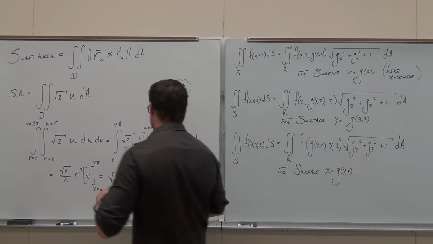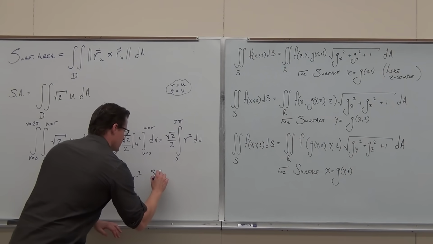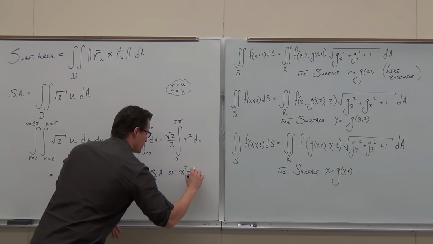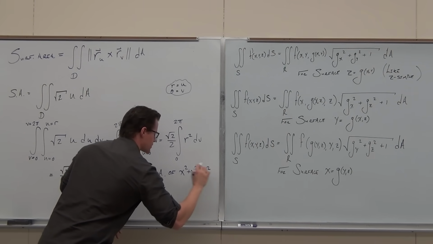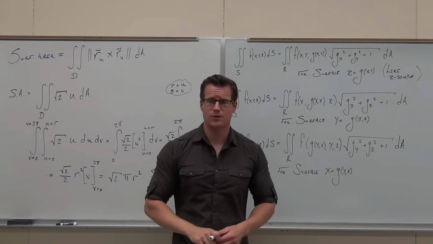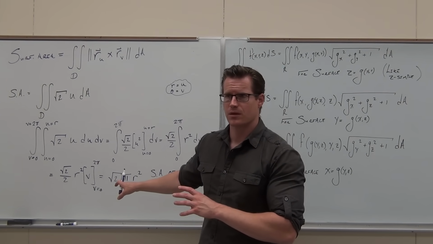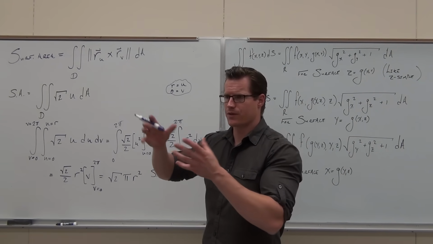Please watch. This is surface area of this cone. Are there different cones? Of course. This is surface area of the specific cone. Does that make sense? For however far I want the R to go.